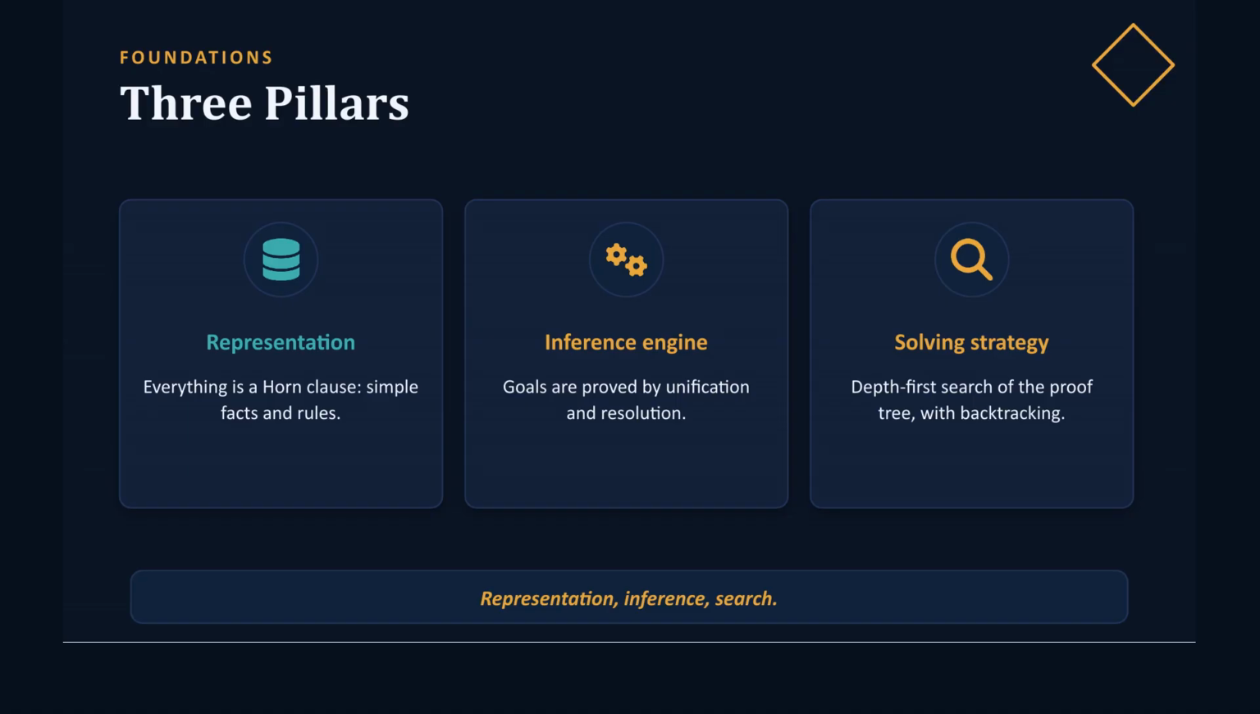First, knowledge representation. Everything is written as Horn clauses, simple facts and rules. Second, the inference engine. Prolog proves goals by unification and resolution, matching and reducing them automatically. Third, the solving strategy, a depth-first search of the proof tree, with backtracking to exhaust every alternative. Representation, inference, search. Master these 3 and you understand how Prolog turns a description into an answer.